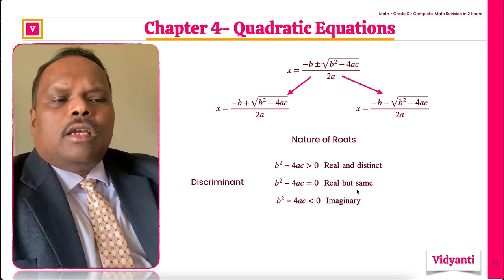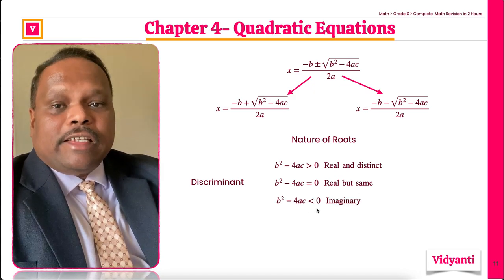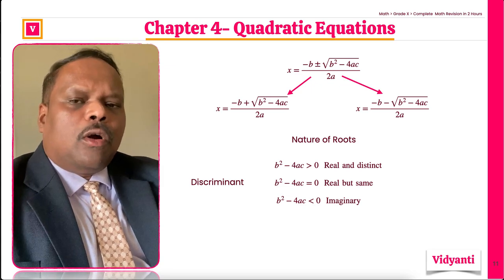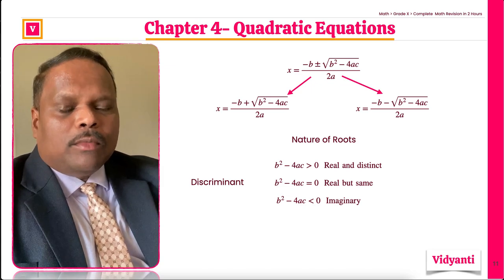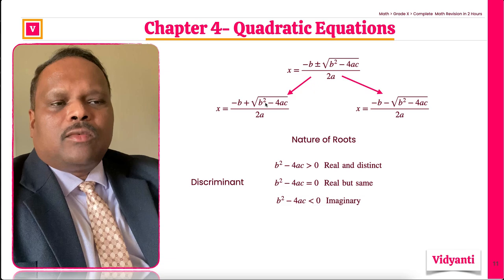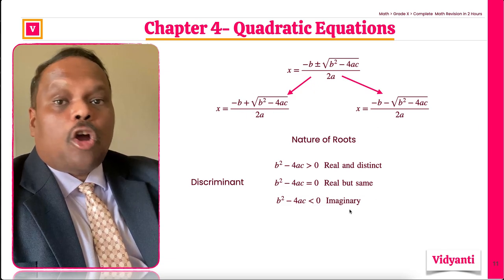Now in the last case, b square minus 4ac is less than 0, that means under the square root you have a negative number. You cannot calculate the square root of a negative number unless you go into complex numbers, but we don't have them. So for the time being, we will assume that it is impossible to calculate the square root of a negative number, and that's why you will get something imaginary and the roots will not be real.